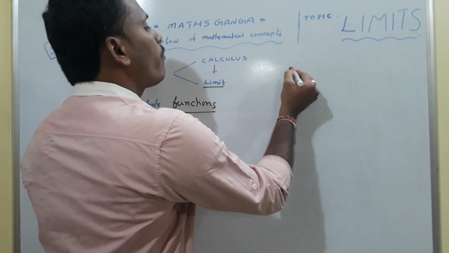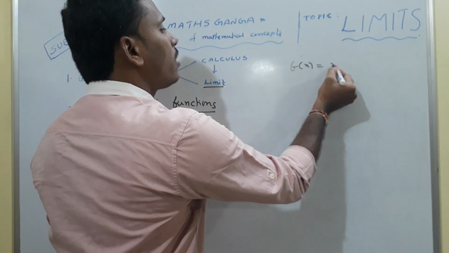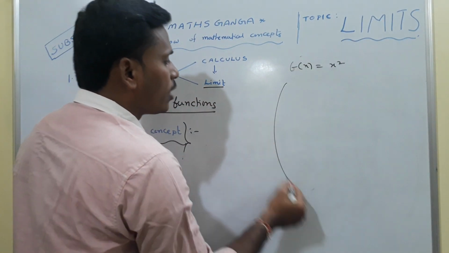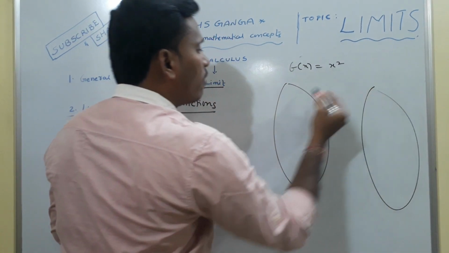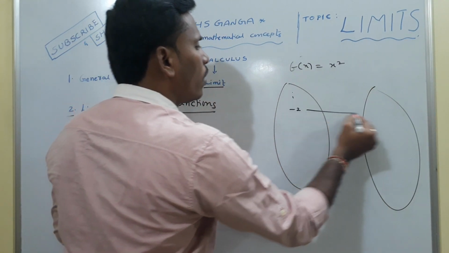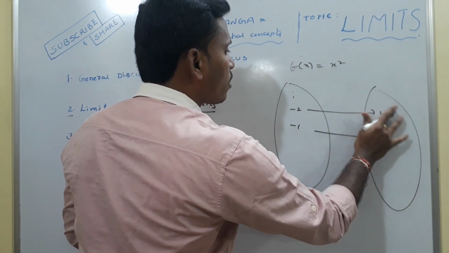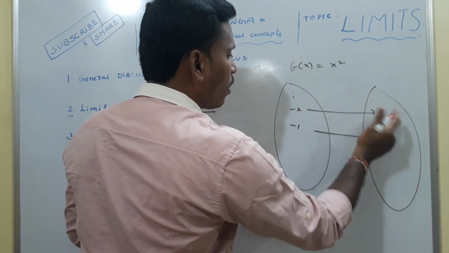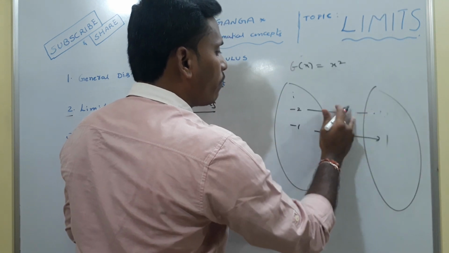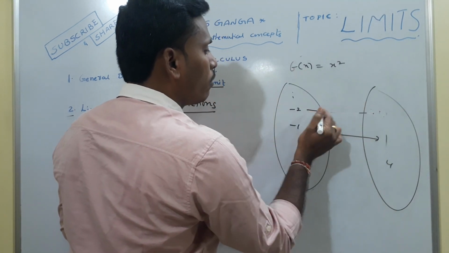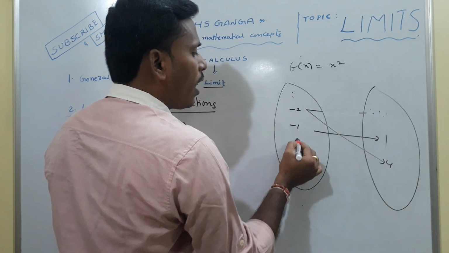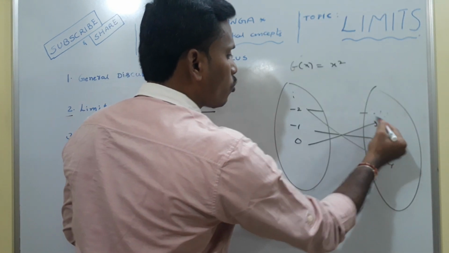For example, if you have a function f of x is equal to x square, and this is the domain, whereas this is the codomain. Minus 2 will move to 4, and minus 1 will move to 1. Somewhere if this is 4, minus 2 will move to this 4. Okay, and if this is 0, it reaches 0.